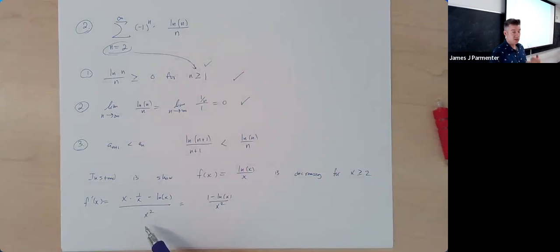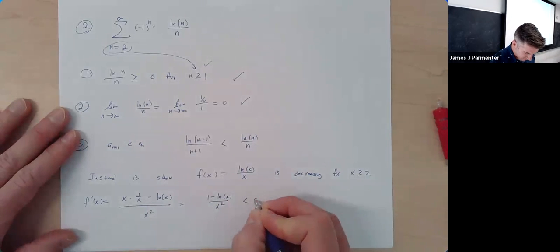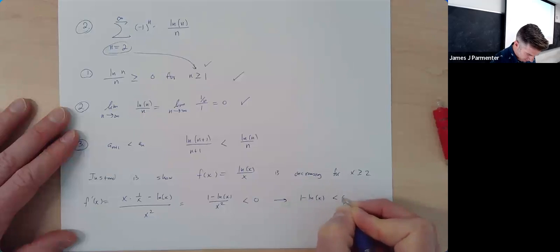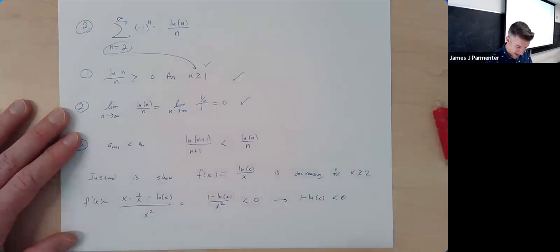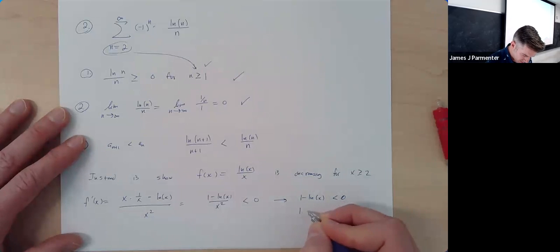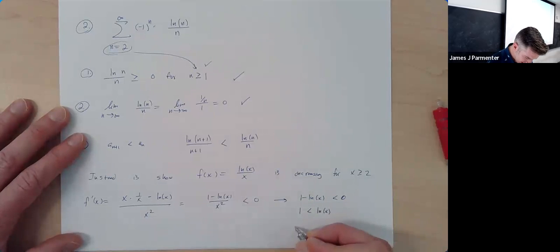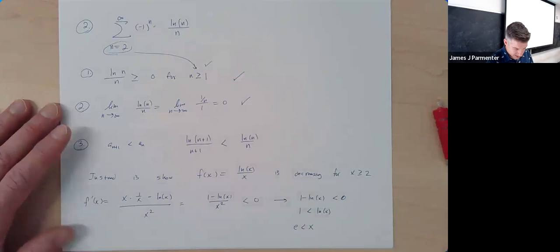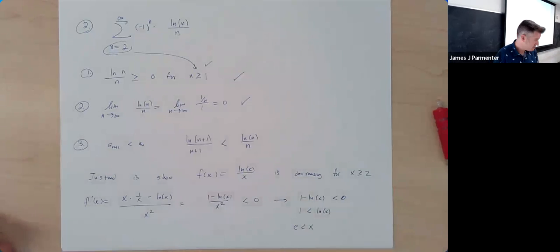If I want to show that the function is decreasing, the derivative needs to be negative. So if I want this to be negative, what I really need is the numerator to be negative, which means that x has to be bigger than e, because I have 1 less than the natural log of x, and if I exponentiate both sides, I've got e to the 1 less than x. So x has to be bigger than e. So great. So here's what I'll say.